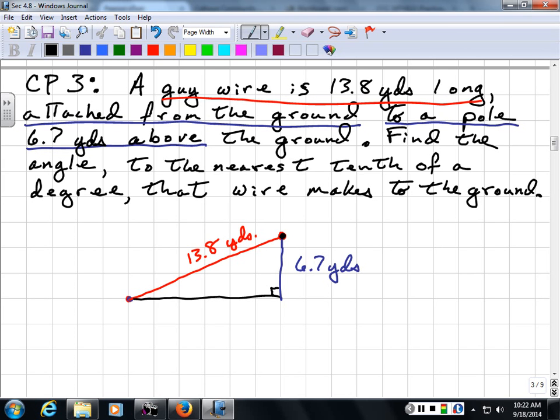Some of them are open to ambiguity and interpretation. Okay, I could say this pole is 6.7 yards above the ground. It's worded poorly. Okay, hey, it's a math class. If you want grammar, go over to the English building in Harris Hall. Okay, no, seriously. But this is what we're looking for.